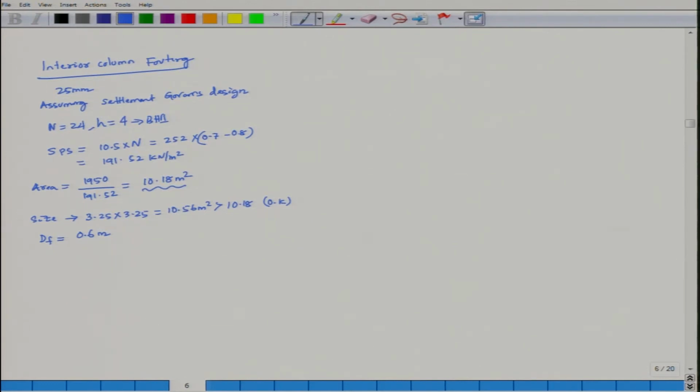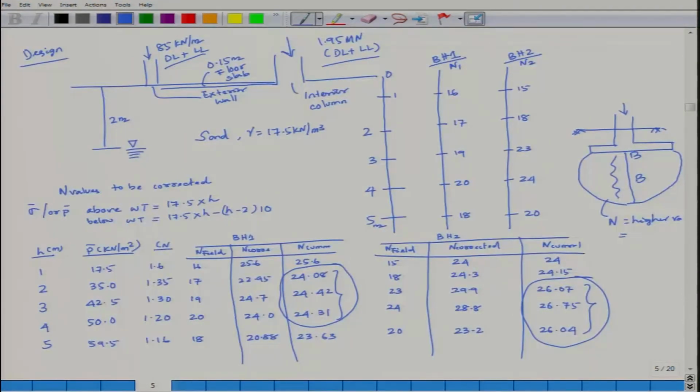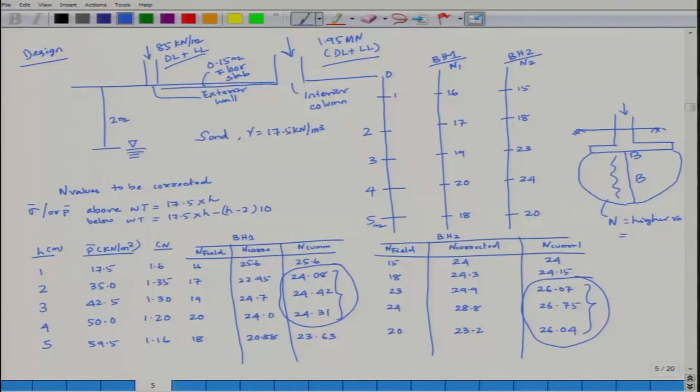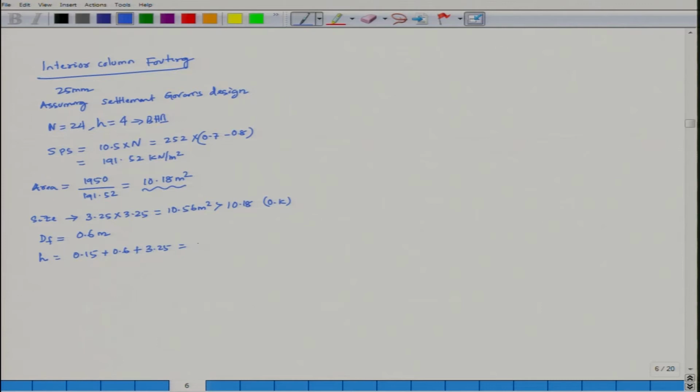So then, what is the actual height you are getting? What is the H you are getting? 0.15. Where is your 0.15 coming from? Floor slab, 0.15, plus 0.6 depth of the foundation, plus 3.25. 3.25 is your width, because up to here the minimum B is 3.25, then it is coming exactly at 4 meter for borehole 1. So consider that 4 meter is okay with the size which has been identified, the complete size of the foundation.